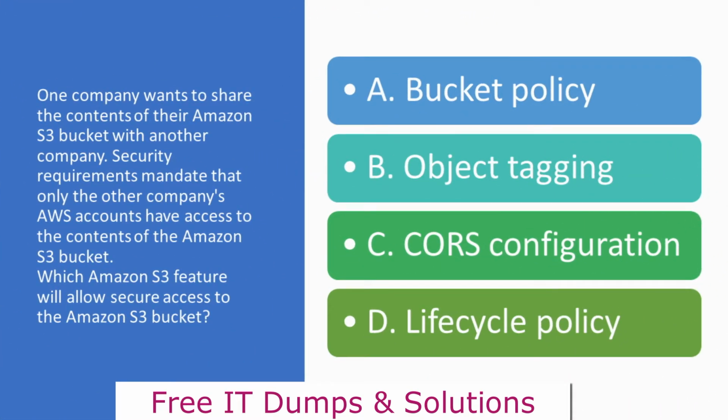One company wants to share the contents of their Amazon S3 bucket with another company. Security requirements mandate that only the other company's AWS accounts have access to the contents of the Amazon S3 bucket. Which Amazon S3 feature will allow secure access to the Amazon S3 bucket? Options we have: A. Bucket policy. B. Object tagging. C. CRS configuration. D. Lifecycle policy. Correct answer for this question is option A.